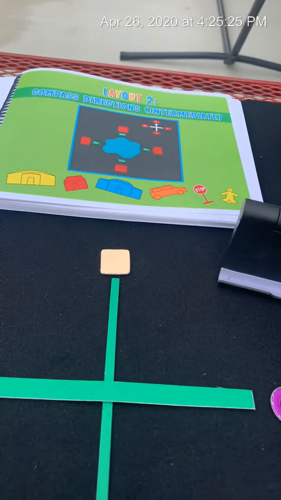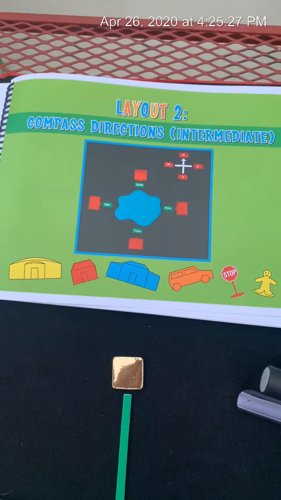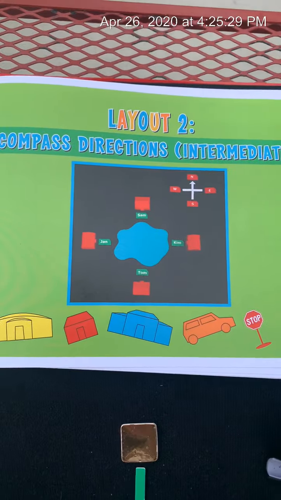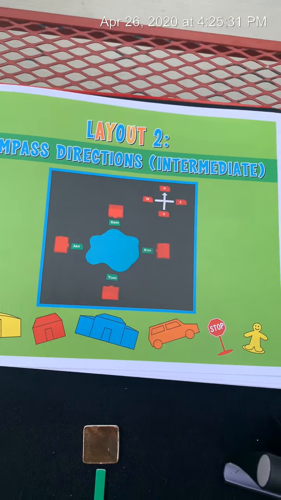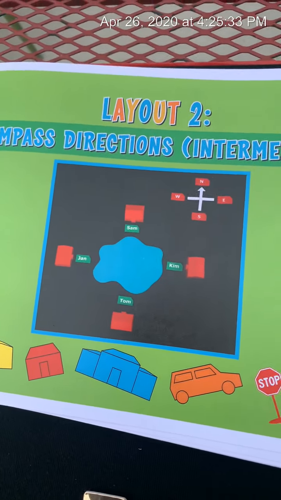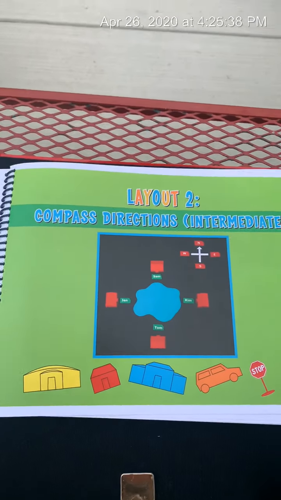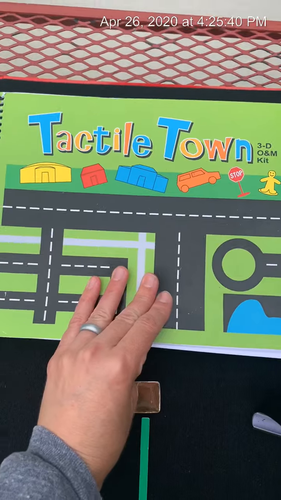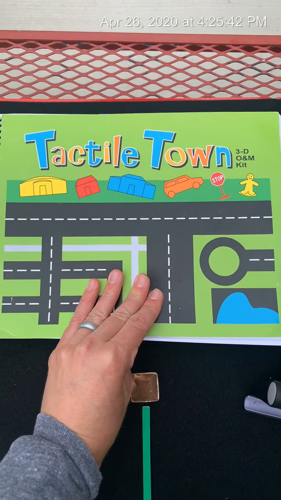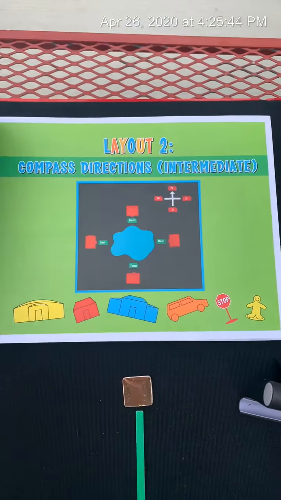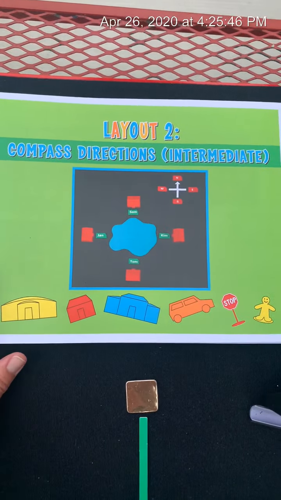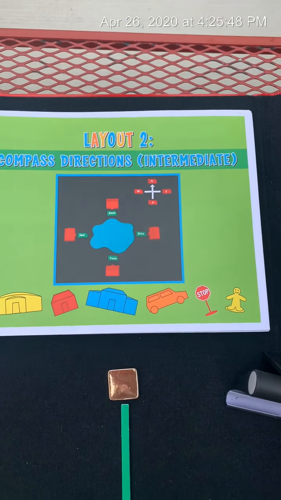So cardinal directions, what are they? So the thing I'm going to use today to kind of show you what I'm talking about is a simple map like this that introduces compass directions. And I'm using Tactile Town, an O&M kit that I use to teach my students. So I'm kind of taking all of my information from there.